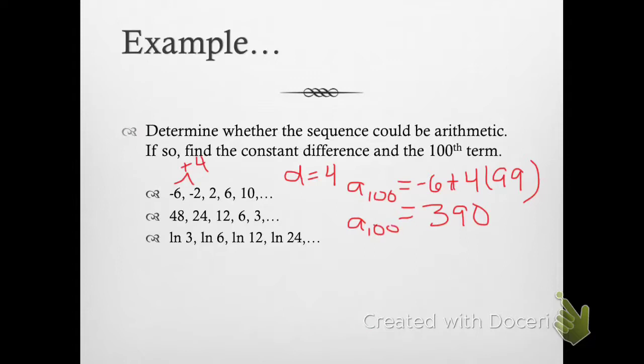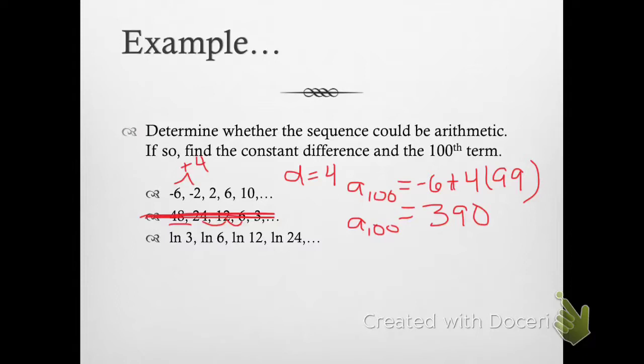So let's look at the next one. We haven't seen this one before. If I take the first two terms, subtract, I get -24. And then if I subtract these two terms, I get -12. Here I get -6. So since I haven't gotten the same difference each time, this one's not arithmetic.